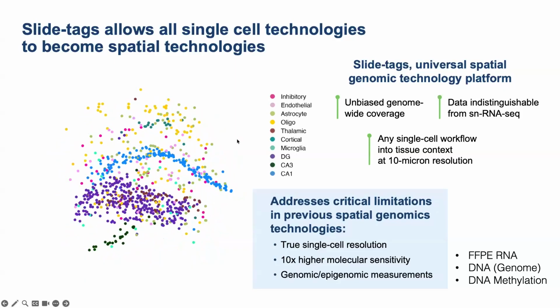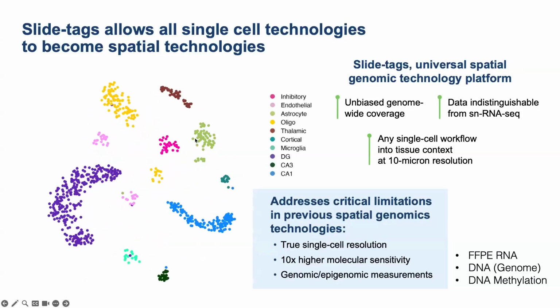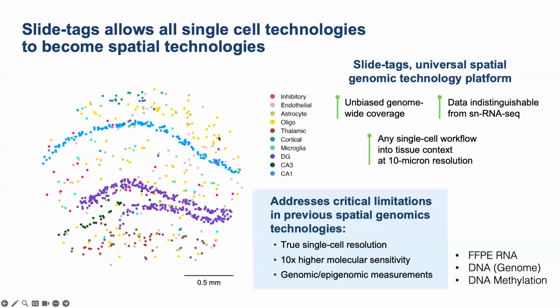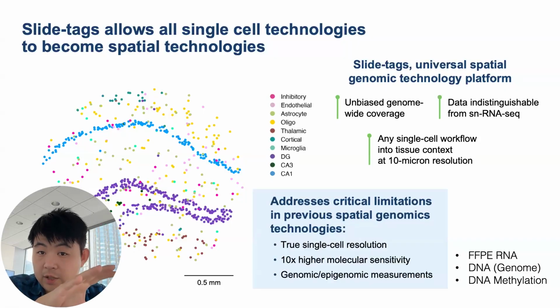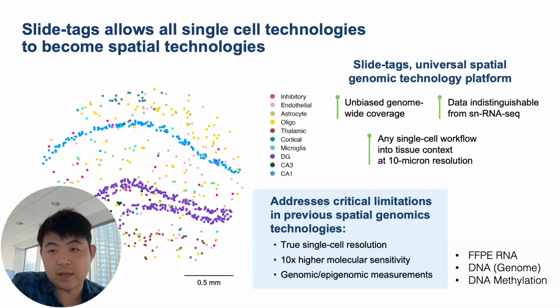So there's many technical details and demonstrations in the manuscript, but I don't want to spend too much time on that since it's already published. I just want to highlight the key takeaways, and then we'll get to the examples of how we actually think about the data. Importantly, it retains the resolution and data quality of single cell sequencing while enabling measurements at about 10 micron resolution. And in fact, the resolution doesn't really matter because it's true single cell data.